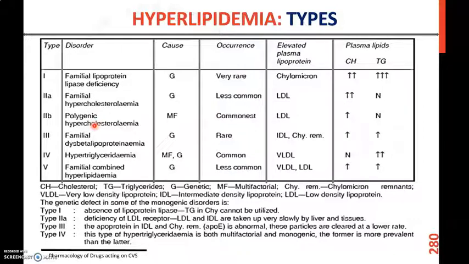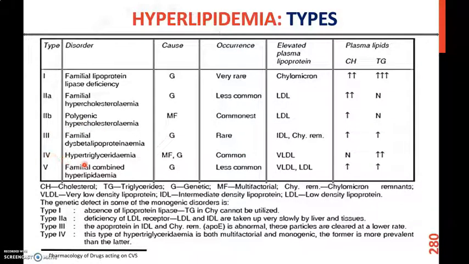Then coming to type 3, it is also known as familial beta lipoproteinemia. The cause is genetic. This is a rare form of hyperlipidemia. There will be an elevated low density lipoprotein and chylomicron remnants. There will be an increased cholesterol level and triglycerides in case of type 3.